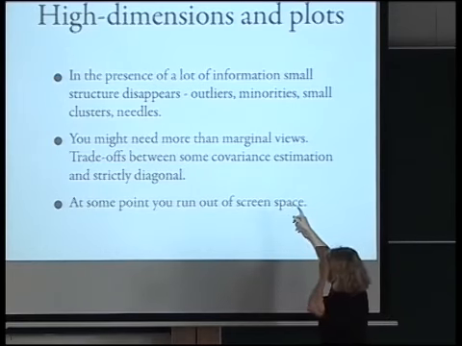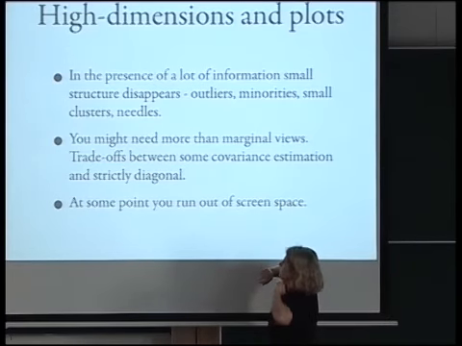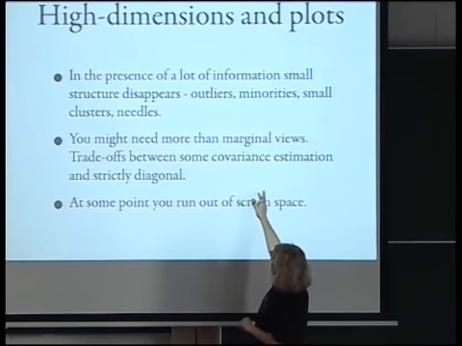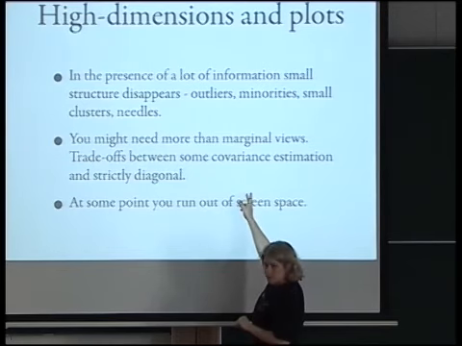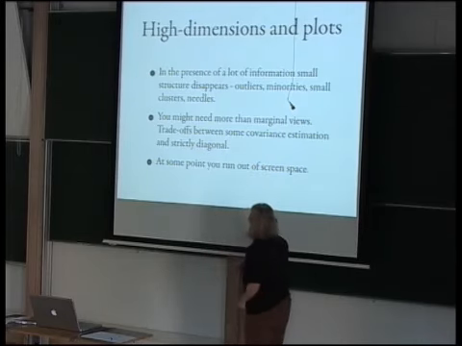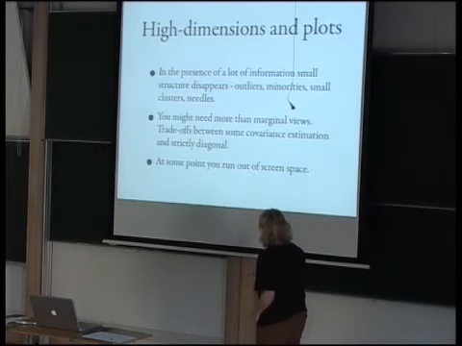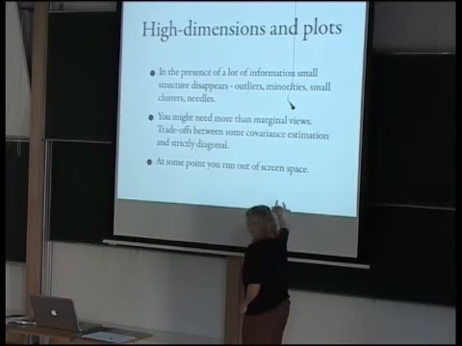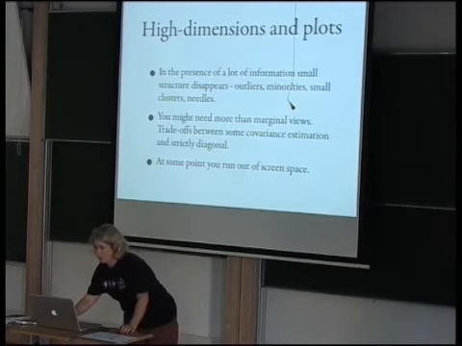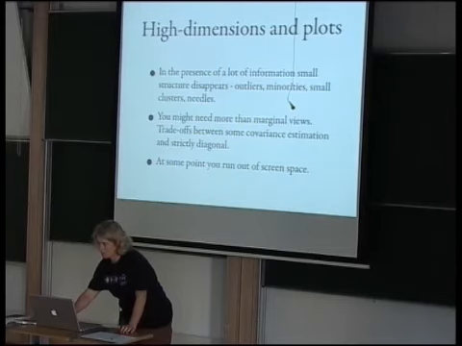There are times that we need to have more than marginal views, and this is what we trade off with some of the numerical procedures, trading off the covariance from purely diagonal with some sort of compromise with more covariance estimated. And whatever you use, at some point you run out of screen space. If you get 2 million points, you don't have enough pixels on your screen to put in there anyway.